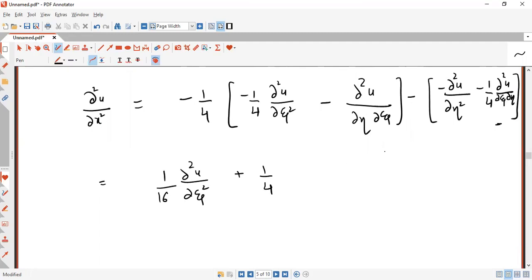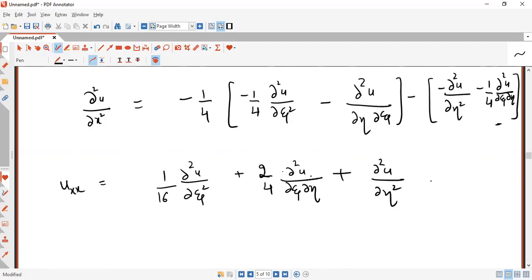Taking this value along with it, plus 1 upon 4, it will become 2 upon 4. ∂²u/∂y∂η. Because u is a continuous function, double differentiation with respect to ξ, η or η, ξ will be equal. And the last term will be plus ∂²u/∂η². That is where we have reached.